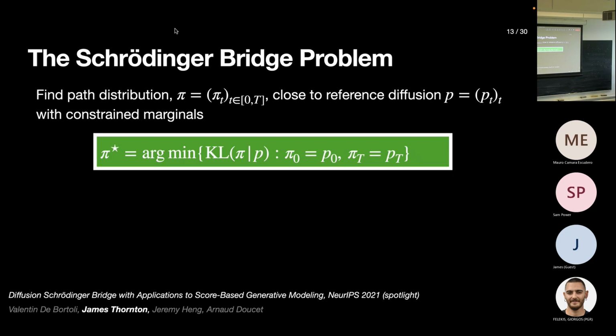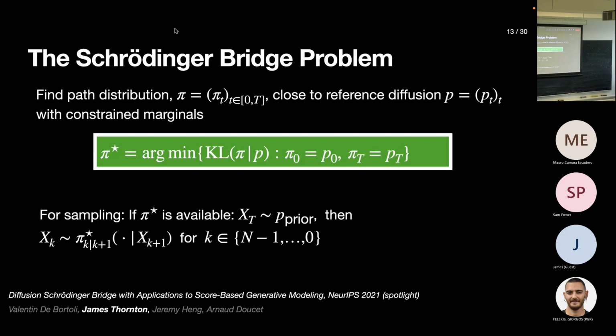Okay, so this is the general problem setup. And why do you want to do this? Again, for sampling, or rather generating, though people use the word sampling. If you have the optimal coupling, the whole path is available. You can sample from the data by sampling from the prior and sequentially sampling your diffusion using a discretization of your choice, backwards in time.